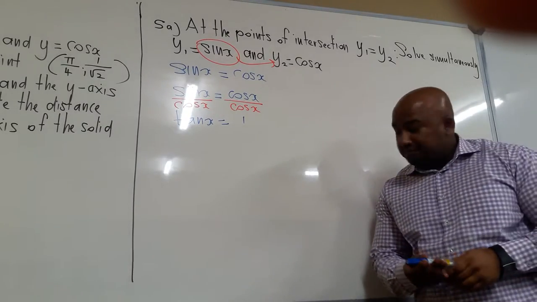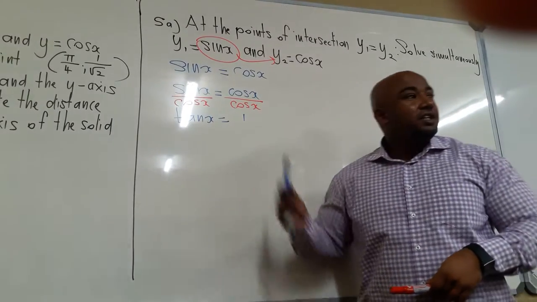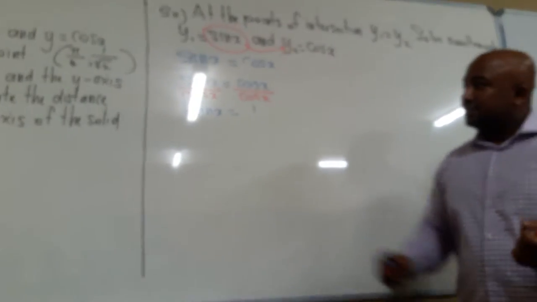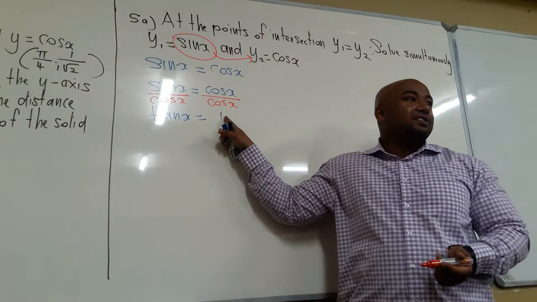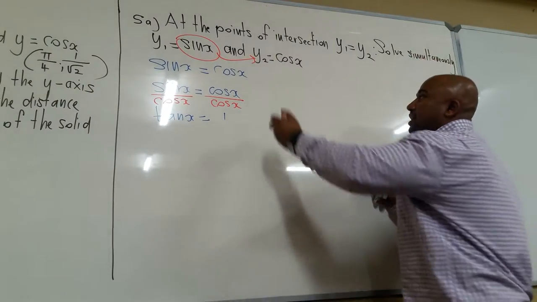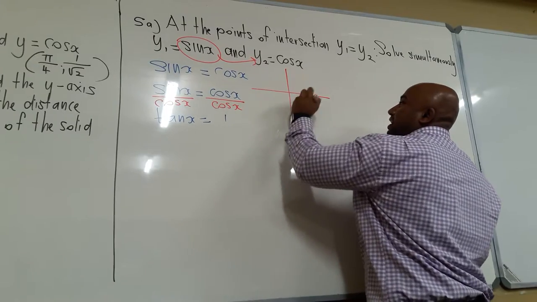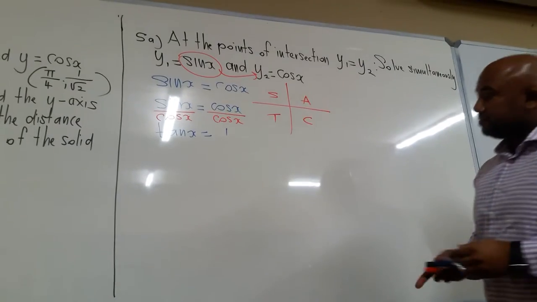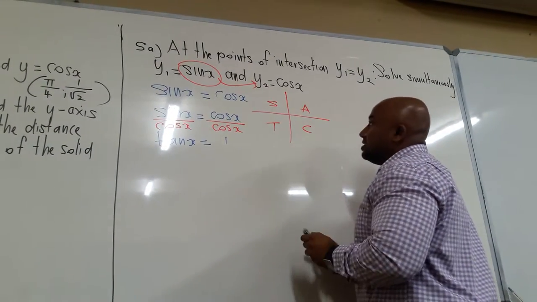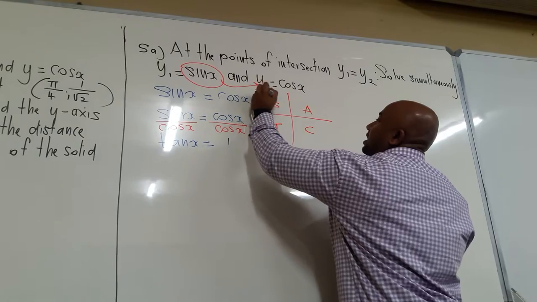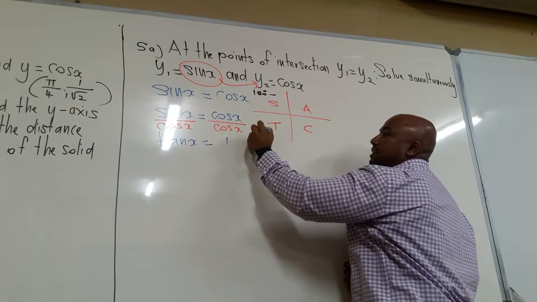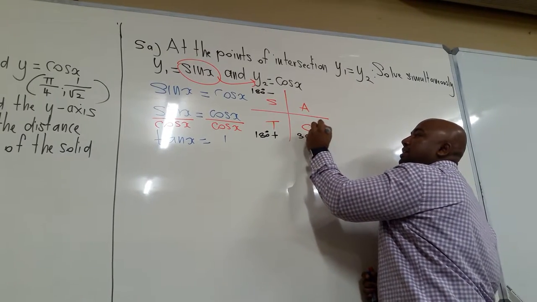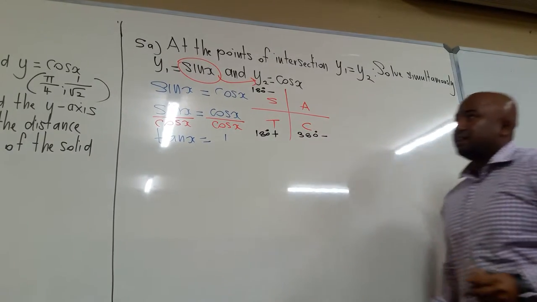So now, how do we solve a trig equation involving tan? This one, is it positive or negative? Positive. So we use our CAST diagram. Let's go to our CAST diagram, that is C-A-S-T. So, we know in the second quadrant we have 180 minus your reference angle. This will be 180 plus your reference angle. And this will be 360 minus your reference angle.